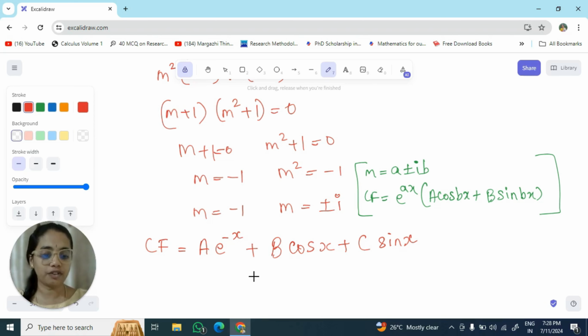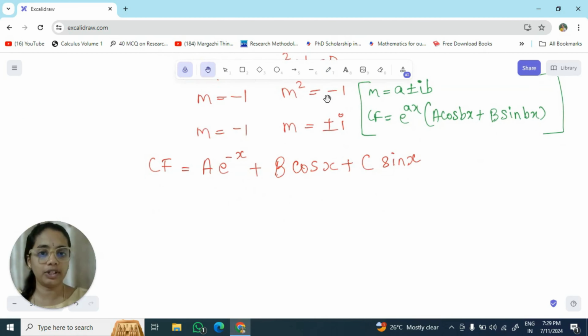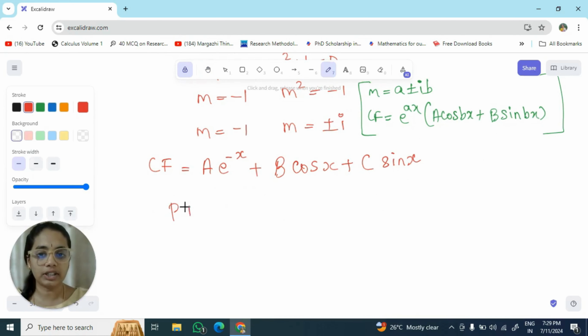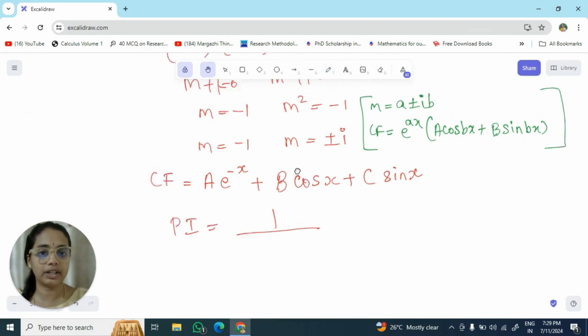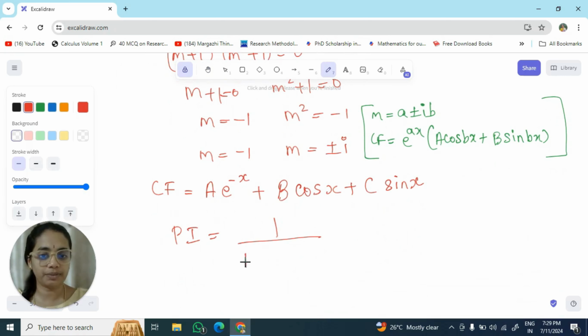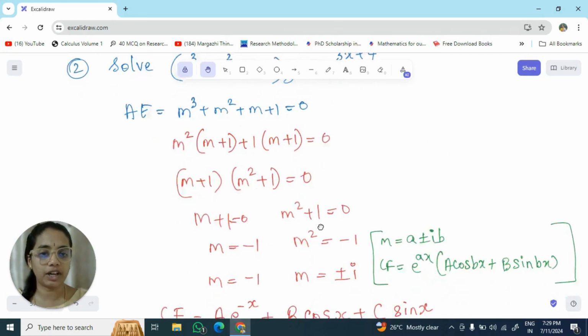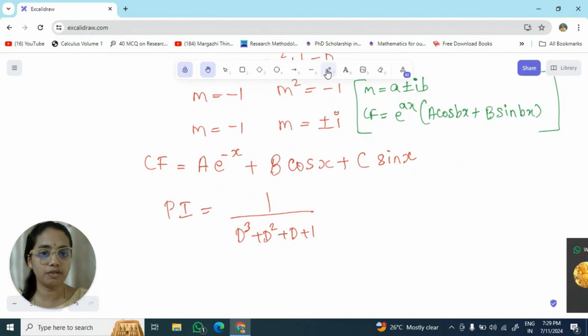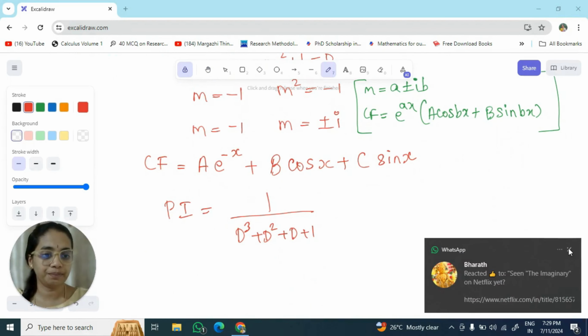Agree. Now let us find the particular integral. How do you find the particular integral? Firstly, the given question, whatever we have, the f of d part, write it in the denominator, that is d cube plus d square plus d plus 1. d cube plus d square plus d plus 1 into, what do we have in the RHS part? We have e to the power 3x plus 4. Agree.